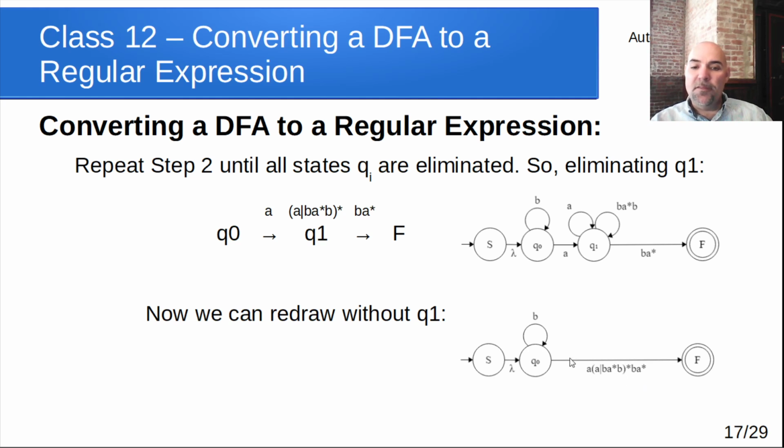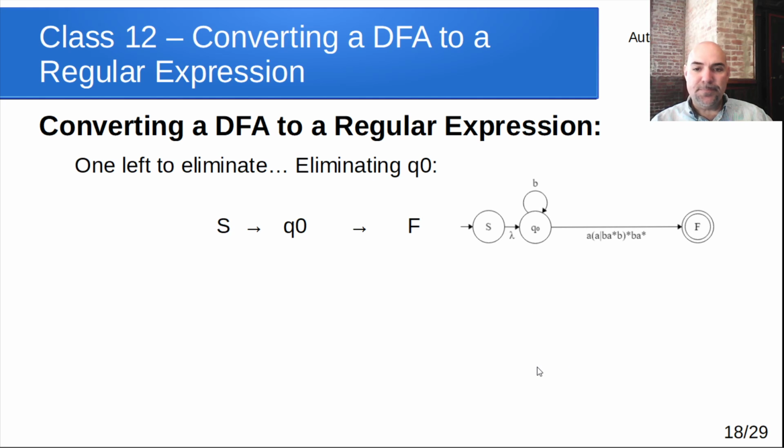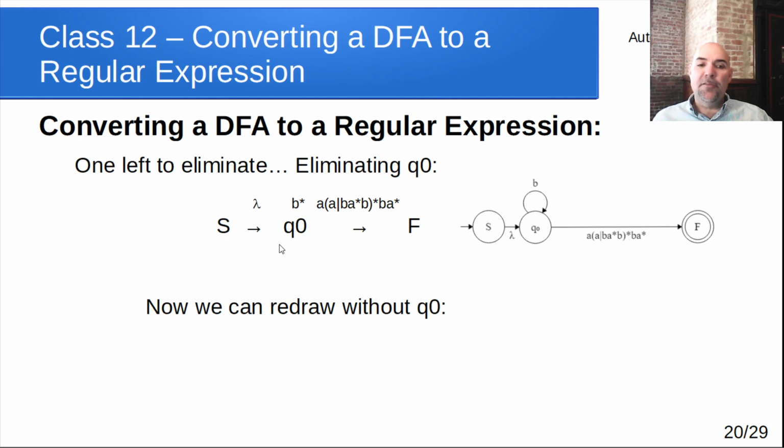Now we've only got one state left to eliminate, which is Q0. So here we just brought this to the next page. There's only one way in, that's from S, and one way out, and that's to F. So now we have a lambda coming in, B star staying there, and then this whole thing going out. Now we can redraw that without Q0, and we're going to get lambda B star A followed by that whole thing there. And that lambda at the beginning, we can get rid of because it's not adding anything to it.